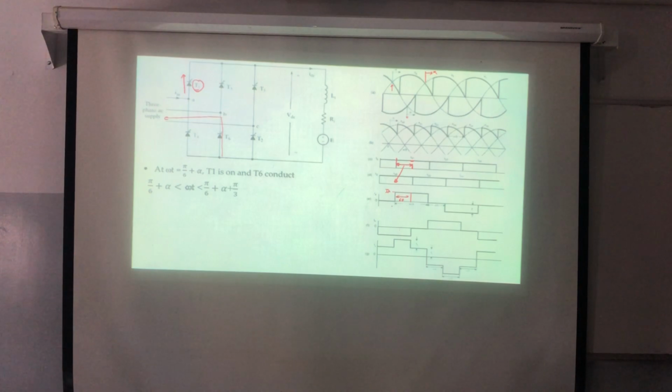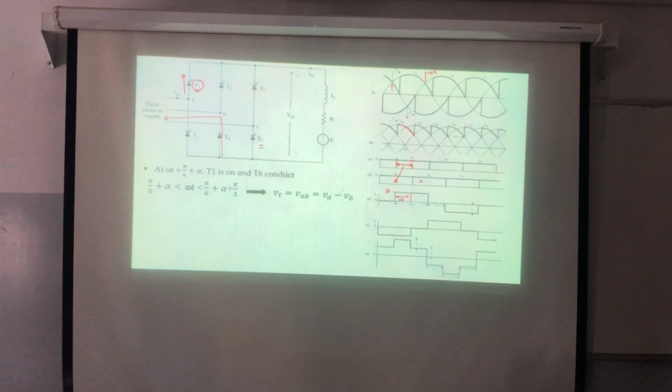So this is the first one. The voltage that the machine will see is VAB, which is VA minus VB. So the machine will see this one. Now, in the next stage, I will turn on T2. If I turn on T2, what will happen to T6? It will be force commutated.